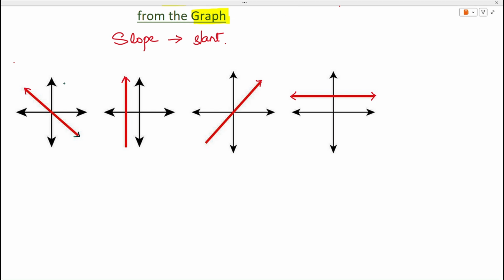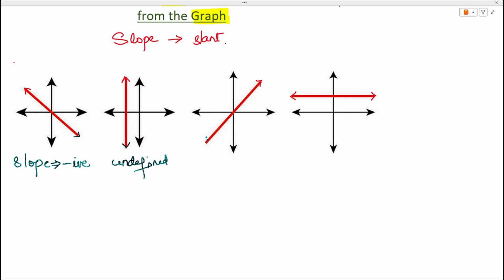In the first case, you can see that the line is moving down from left to right. So in this case, the slope is going to be a negative value. In the second scenario, the red line, it is a vertical line. So it has got the maximum possible slope. So the slope of a vertical line is undefined.